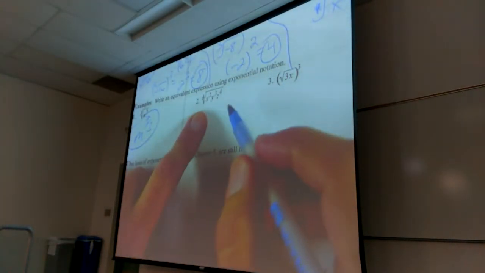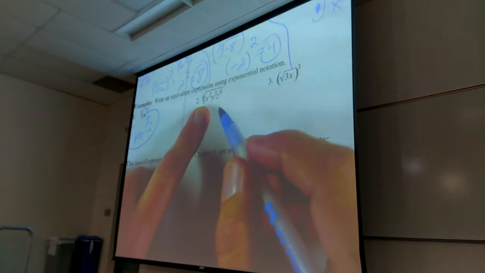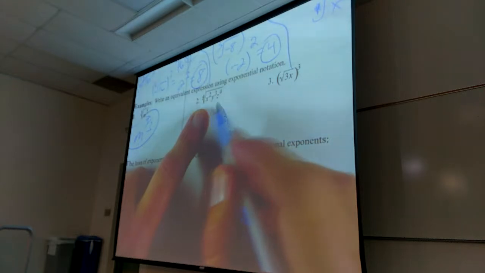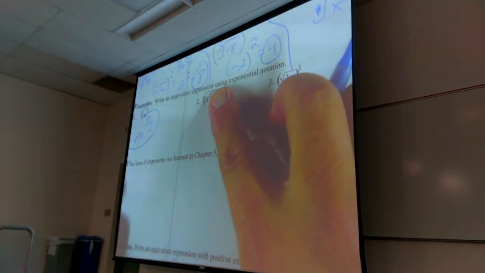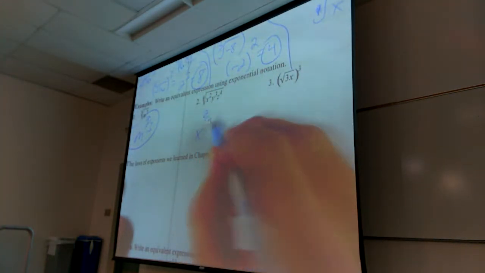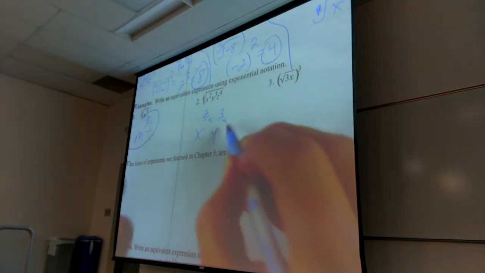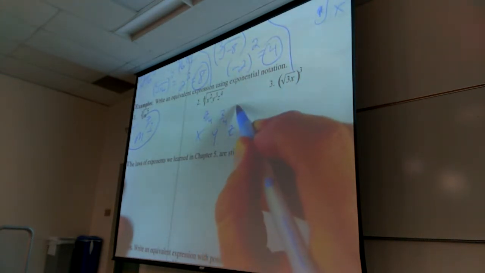Look at number 2. Who's got an idea about, if it was just that, how would I do that? Rewrite that with fractional power. Yeah, it'd be x to the 2/4. All right, let me write that. So that's x to the 2/4, which I can reduce. And then y would be to the 3/4. And then z would be to the 4/4.